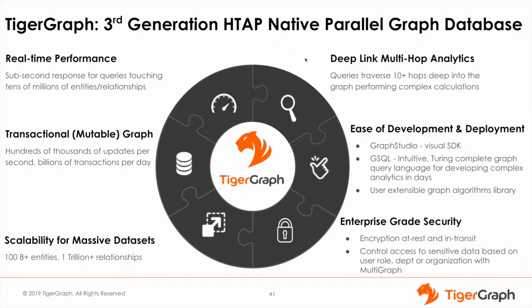Coming over to the right-hand side of the chart, let's talk about deep link analytics. This is the ability to go through 3 to 10 plus hops, computing and analyzing across the graph to provide non-obvious relationships among nodes to uncover fraud, find money laundering activities, or create compelling product recommendations for e-commerce that go beyond the usual 2-hop analysis.